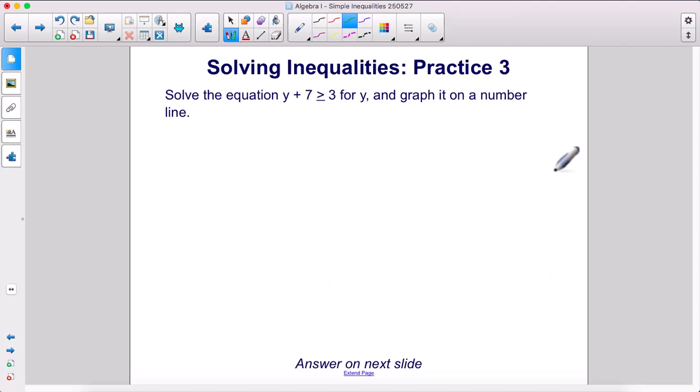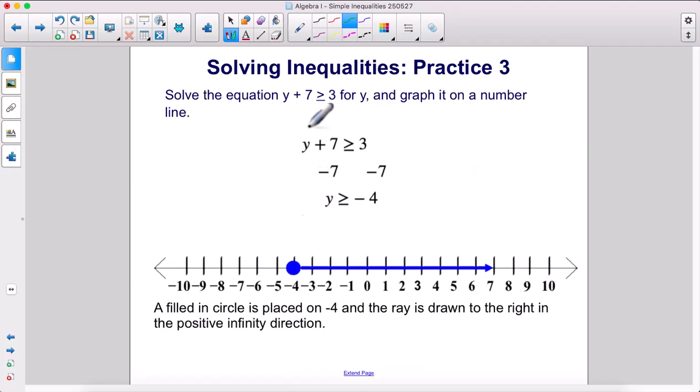Solve the equation y plus 7 is greater than or equal to 3 for y, and graph it on a number line. Since we want y by itself, we're going to subtract 7 from both sides. The 7 goes away on the left side, and we have 3 minus 7 on the right side. That becomes negative 4. Y is greater than or equal to negative 4.